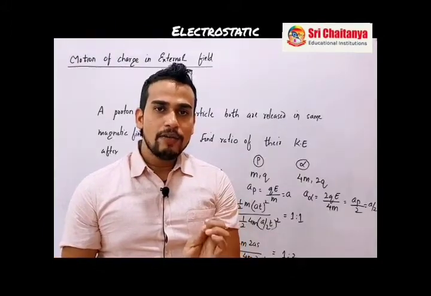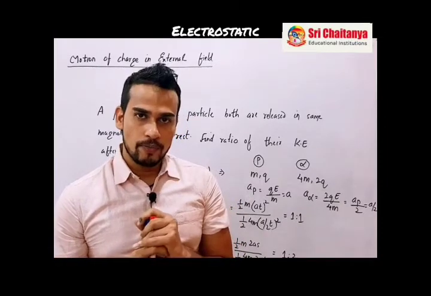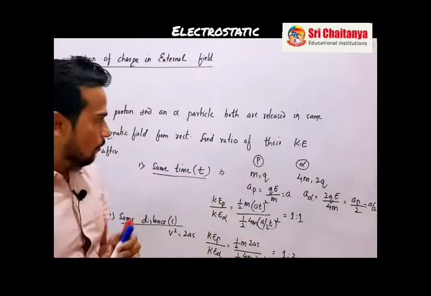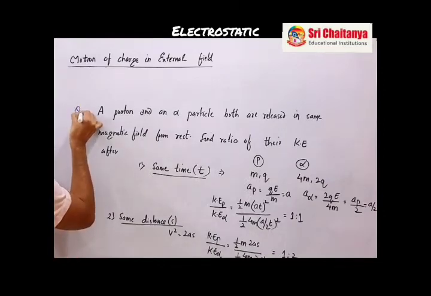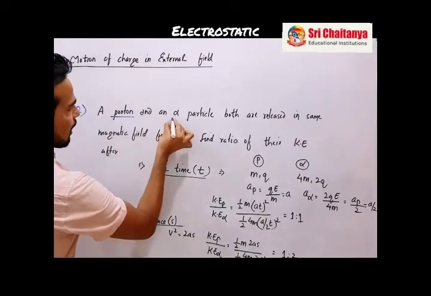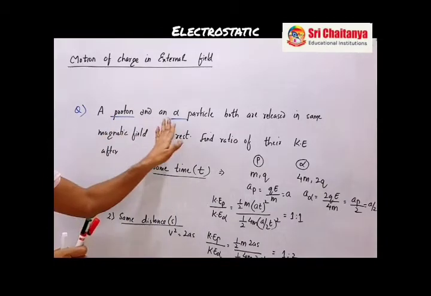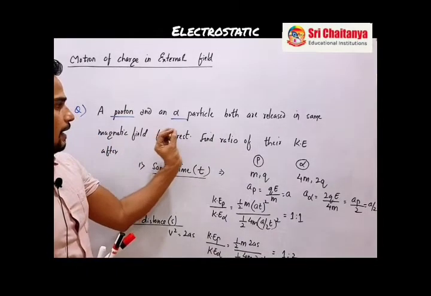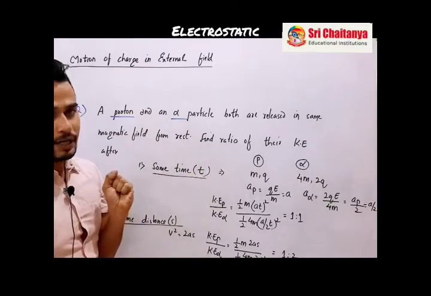Now let's see one question based on what we studied just now from motion of charge in electric field. One very famous type of question is there, as you can see on the board, where they will ask you to relate proton and alpha particle. Both proton and alpha particle are released from rest. They will ask you to find the ratio of their kinetic energy.